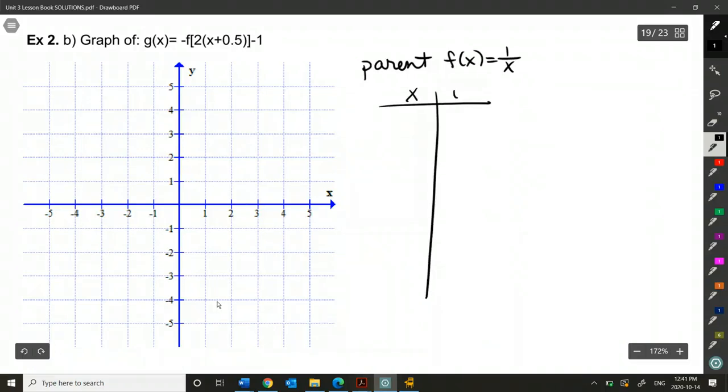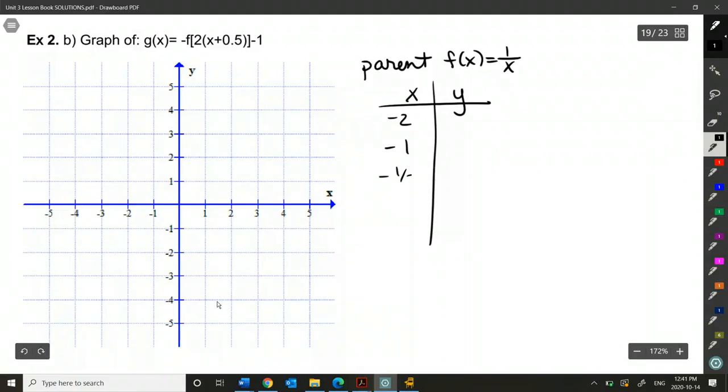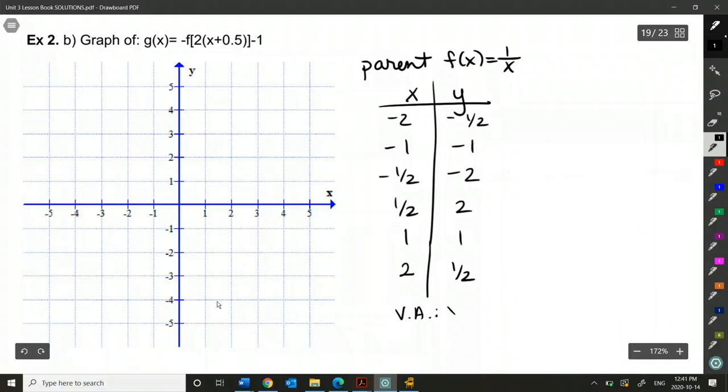For sure. All right, parent function, let's start with this. We're going to write out the points. If you'd like to write 0.5 and negative 0.5, that's fine as well. Make sure you write your asymptotes as well. We have a vertical asymptote at x equals 0 and horizontal asymptote at y equals 0.